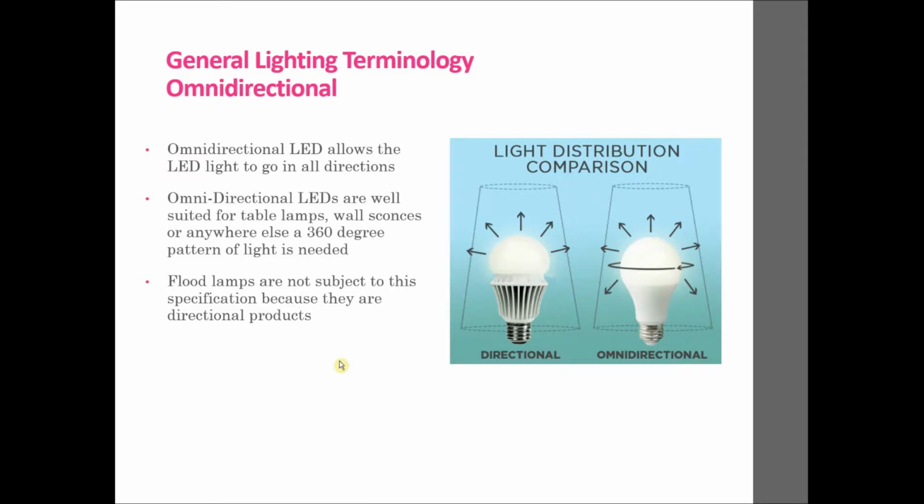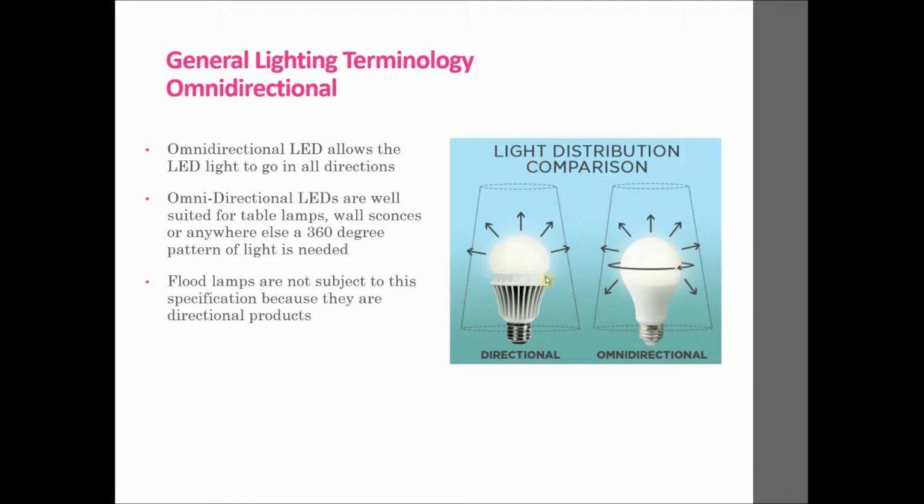Omnidirectional is another important topic. This generally only pertains to LEDs. There's a lot of, for lack of a better word, crap LEDs out there that essentially are flashlight bulbs. So here's an example. You have an LED bulb and you put it under a lampshade, and all the bulb does is shine directly up, almost like a flashlight.